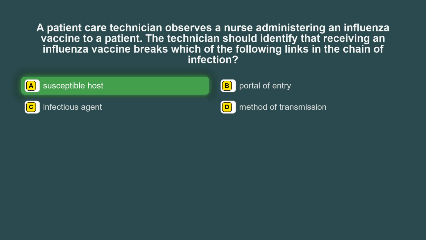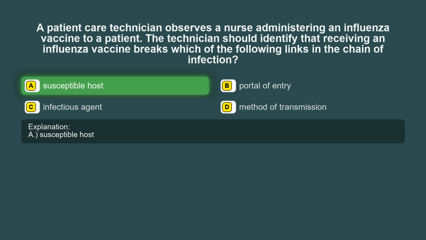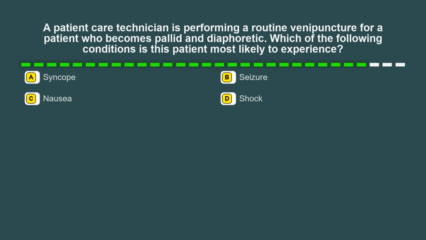The correct answer is option A, susceptible host. Question 61. A patient care technician is performing a routine venipuncture for a patient who becomes pallid and diaphoretic. Which of the following conditions is this patient most likely to experience? Option A, syncope. Option B, seizure. Option C, nausea. Option D, shock.